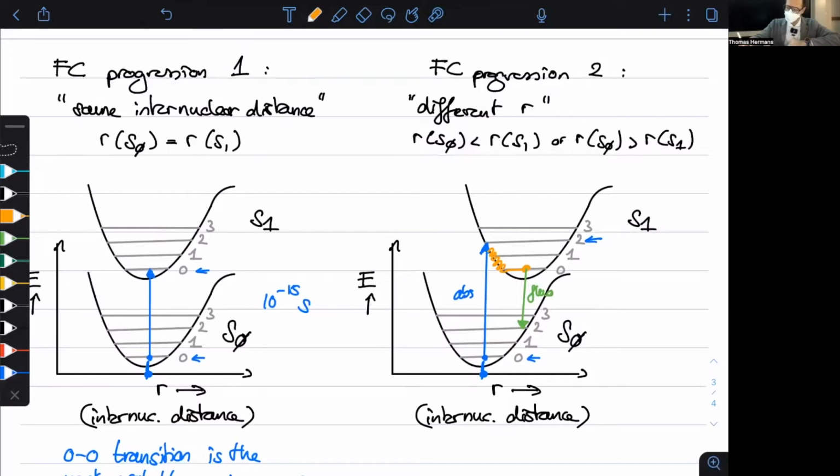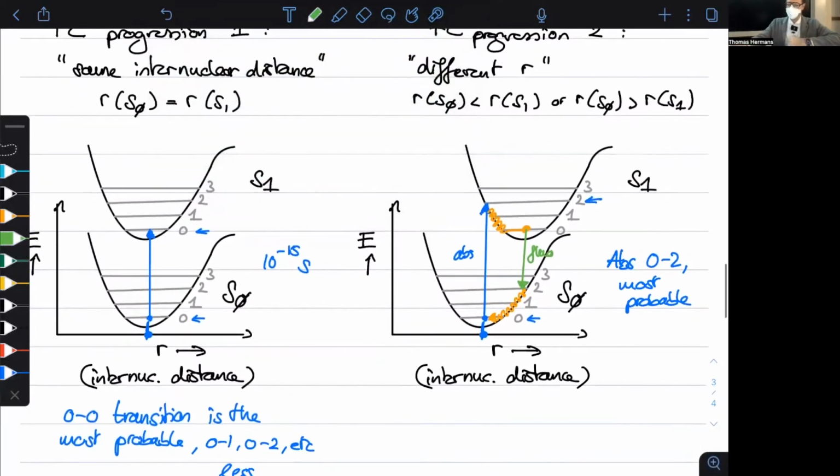Okay, so from the second vibrational level, I get again vibrational relaxation, and I go here. So for absorbance, 0-2 was the most probable. And because this internuclear distance cannot change during the photophysical process, when you have light involved, you can only go straight up and down. It means that for fluorescence, also 0-2 is the most probable.